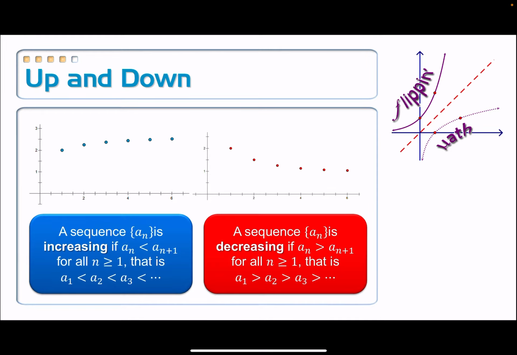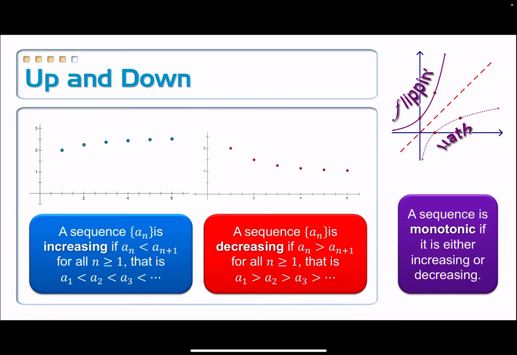So notice that in both of these definitions, it says for all n greater than or equal to 1. Sometimes that's not the case. Sometimes your sequence starts to increase first before starting to decrease, and that's okay, as long as at some point it starts to decrease and then continues to decrease the rest of the time. All right, but if your function always increases or always decreases for all values of n greater than or equal to 1, we say that it's monotonic.